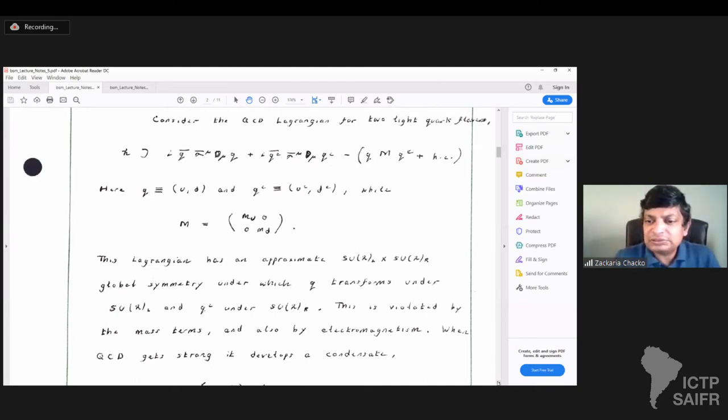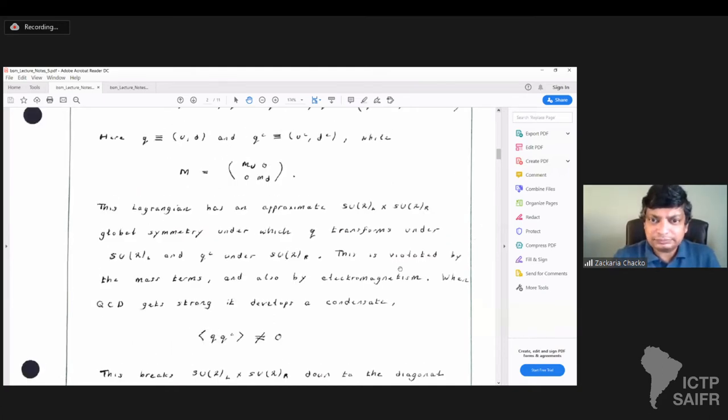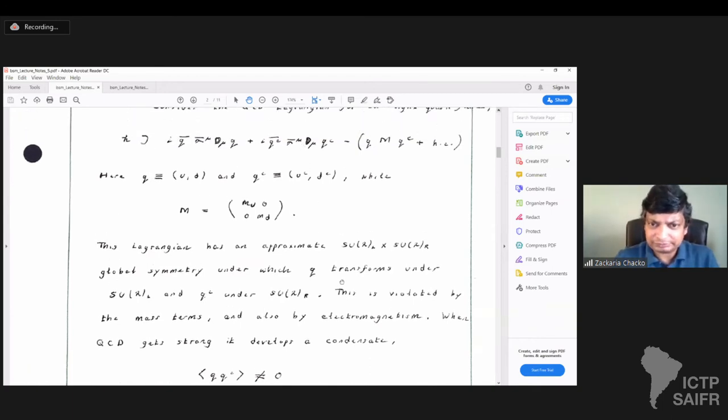Now the point is that this Lagrangian has an approximate SU(2)_L cross SU(2)_R global symmetry under which Q transforms under SU(2)_L, that's U and D left transform under SU(2)_L, and Q^c, that's U^c and D^c, transform under SU(2)_R. That's really the kinetic terms which have this symmetry, which is really a symmetry of QCD.